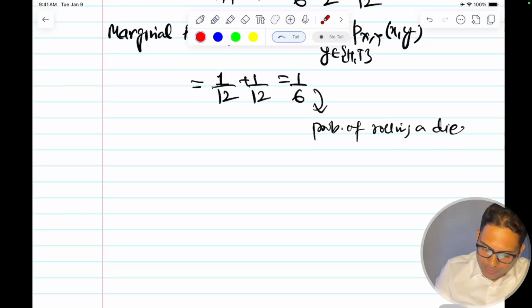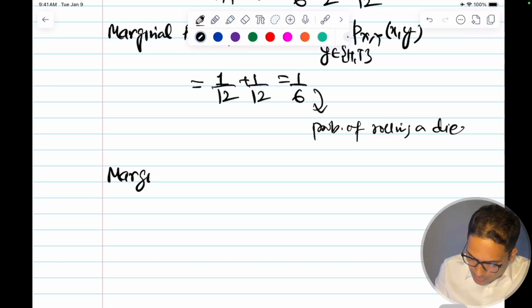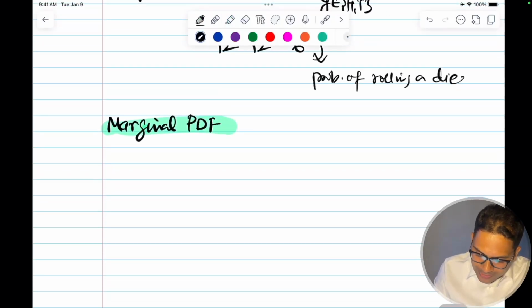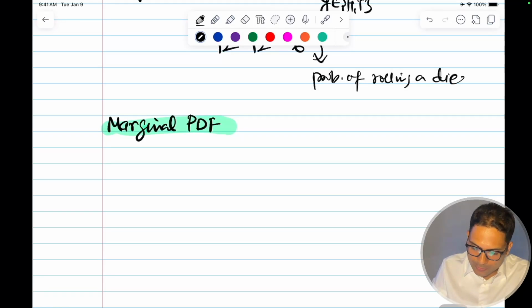Let me write the formula also, for the continuous case. Quickly, let me write that down. What will the marginal PDF be like? Let me write down the formula for you so that you remember. We have seen the notations already.